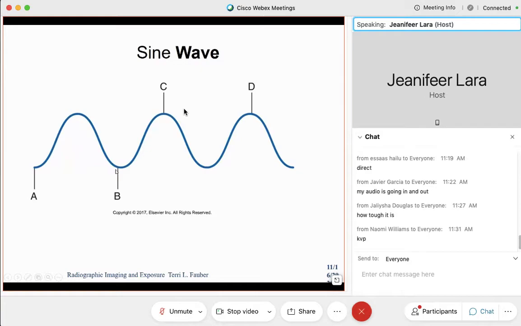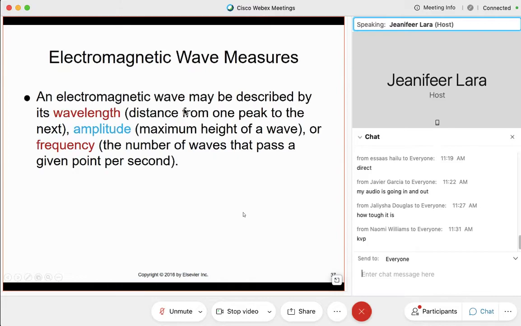The lowest point is the trough. At the highest point, we have the crest. A sine wave looks like an ocean wave, and we know this indicates what our energy looks like. In chapter 3 of your book, this is the definition of electromagnetic wave measures. The reason I'm getting into this is that we were talking about the fourth beam quality.